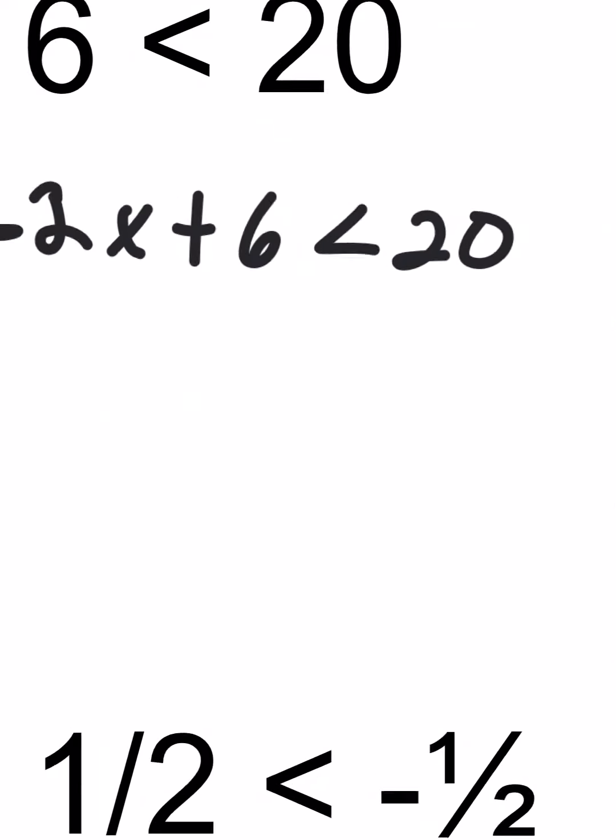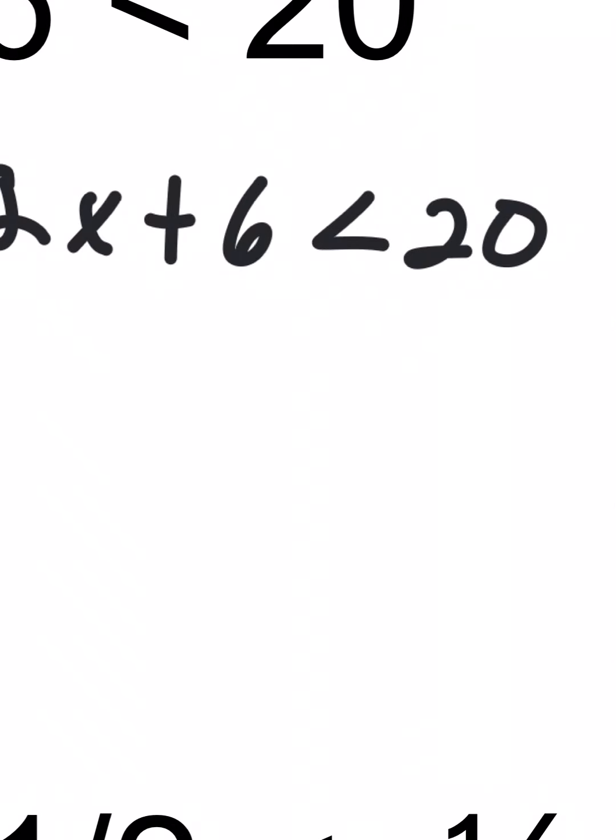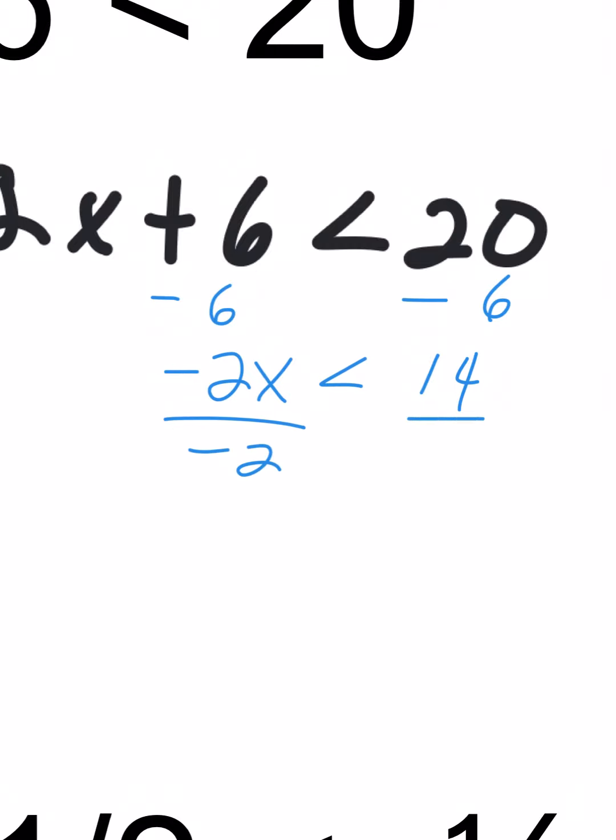And then this next part we'll solve in blue. And so the first step would be subtract 6 from both sides. And we'll get a positive 14. So it'll be negative 2x is less than 14. We'll divide both sides by negative 2. So you get x is greater than negative 7.